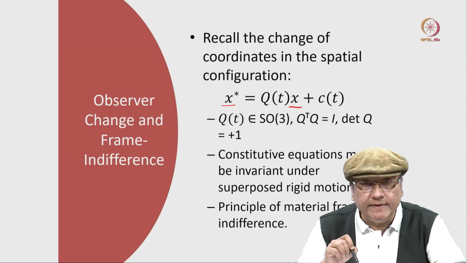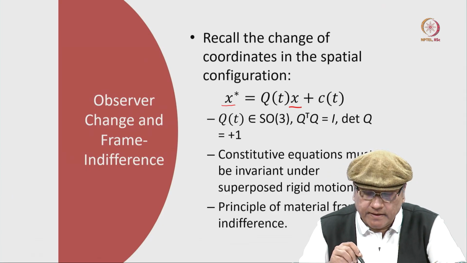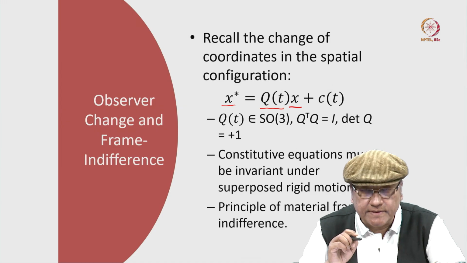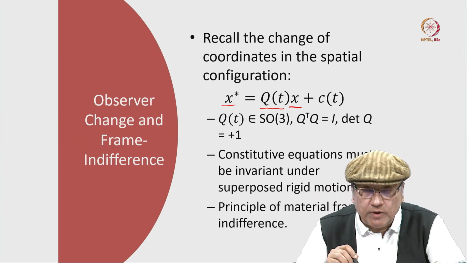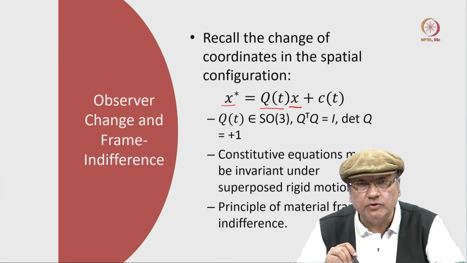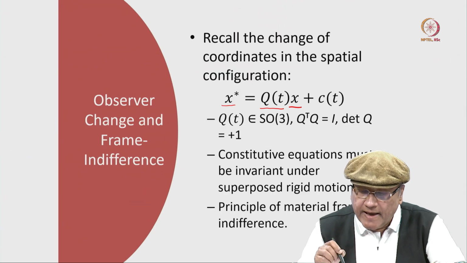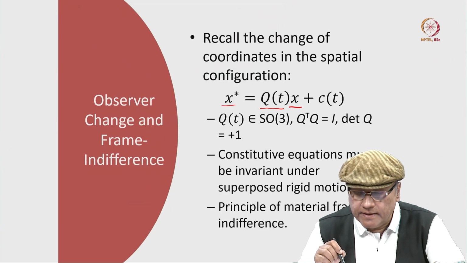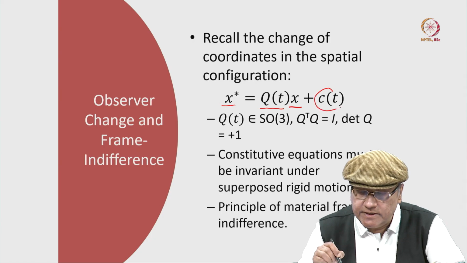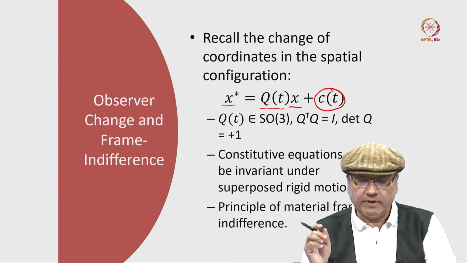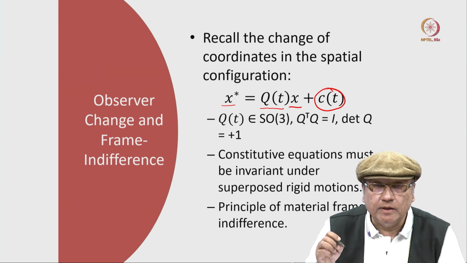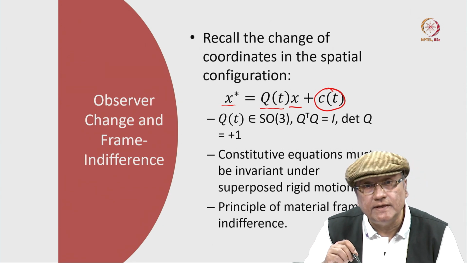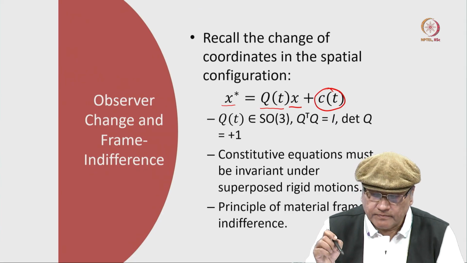So x star and x are related by a rotation of the coordinate systems given by a space independent but only time dependent proper orthogonal tensor Q(t), which is a rotation matrix, and basically a vector C(t), which is the translation, right. So both Q and C, you will observe, are functions of only time and not space.